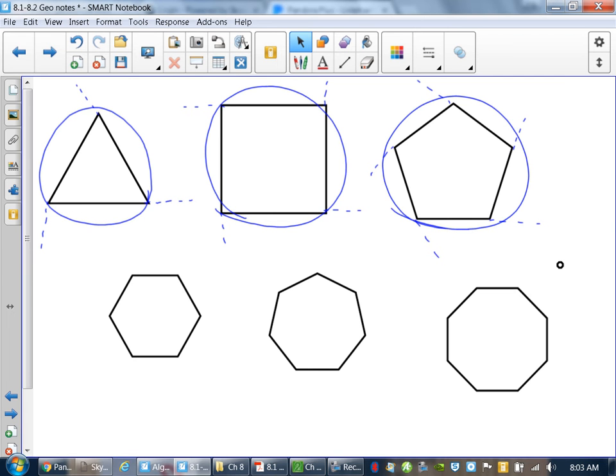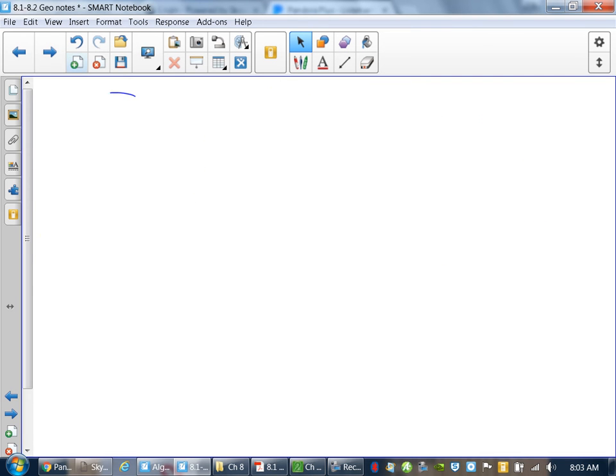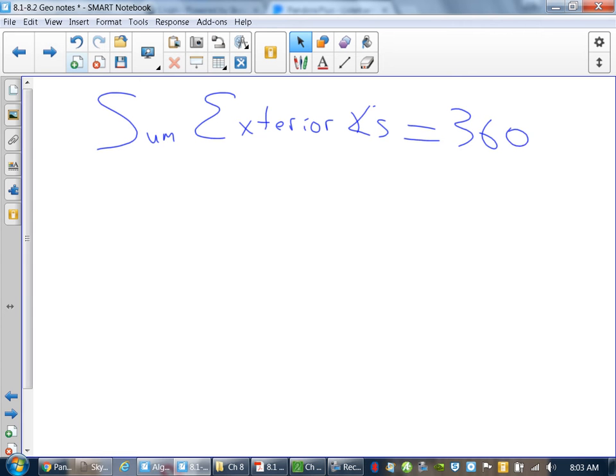The number of sides doesn't matter for the exterior angle. Because how many degrees does it take to get around an object no matter what? 360. So the exterior angles, and that's always, always, always. It doesn't change. It does not change.